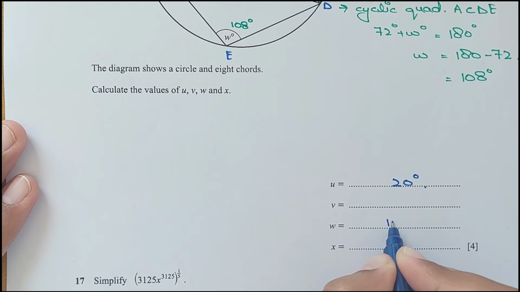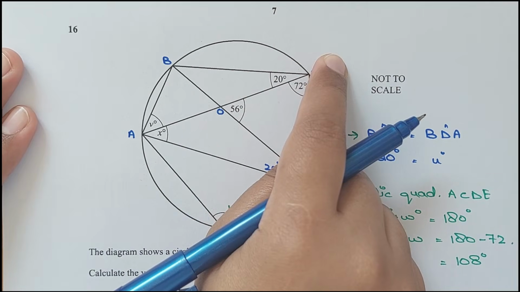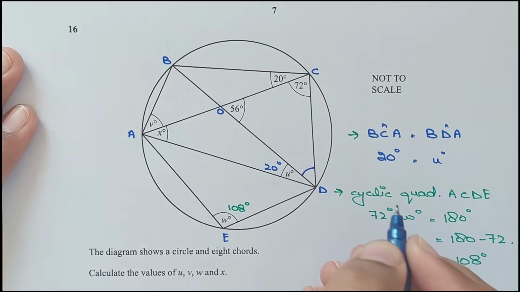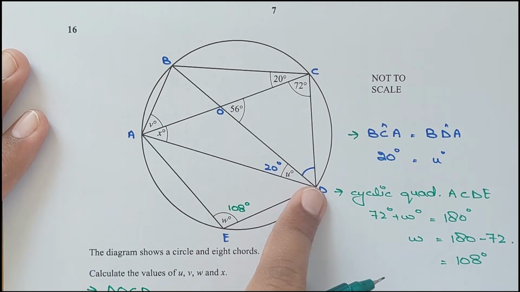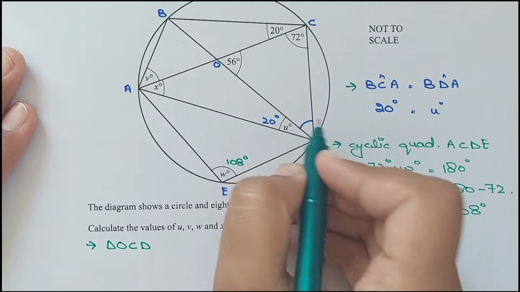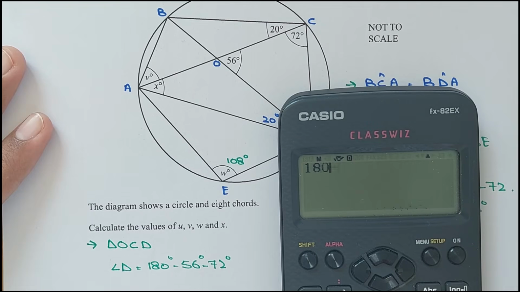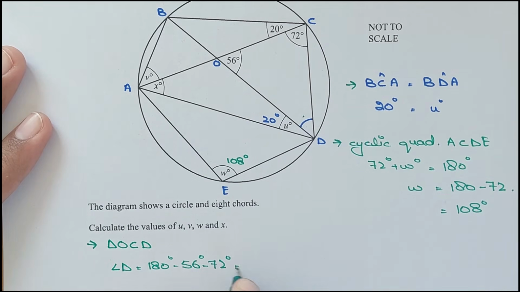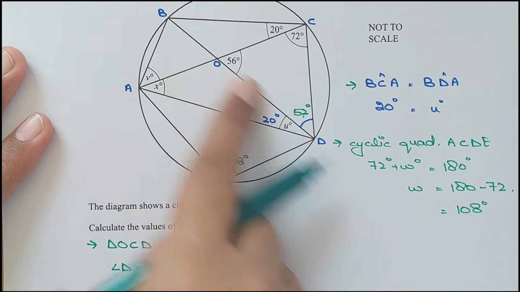All right. So v and x are left. Okay. So for angle v, BAC and BDC, they are the same angles, right? We need to find this. Consider the triangle OCD. The sum of all angles of a triangle is 180 degrees. So let me add them to get this angle. Angle D is 180 minus 56 minus 72, which is 52 degrees. So this angle is 52 degrees. All right. Okay, so BDC is 52.